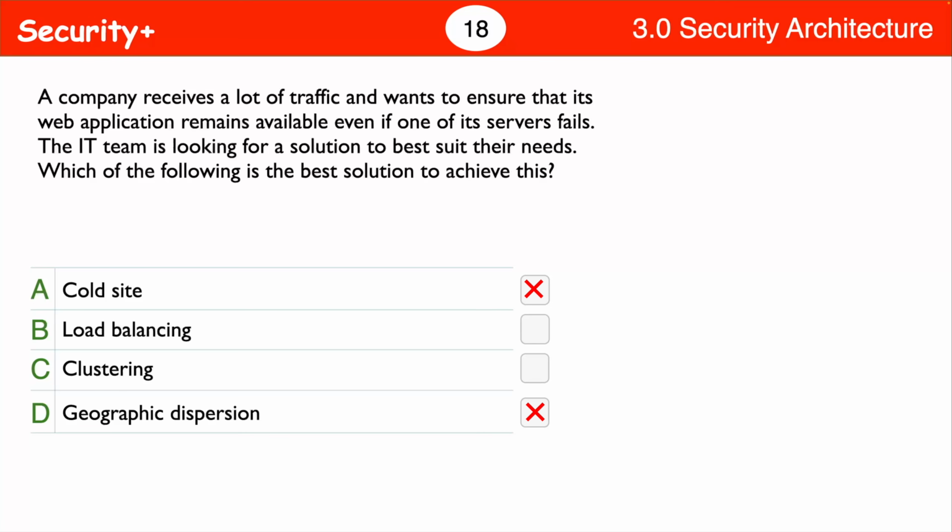We can rule out clustering, which is C. And that's going to involve multiple servers working together as a single system, but it does not help with traffic control, things like that. And that leaves us with B, load balancing. In load balancing, that's going to distribute network traffic across multiple servers. And that's going to ensure that no single server is overwhelmed or fails.